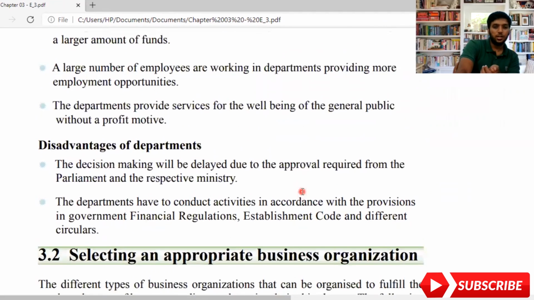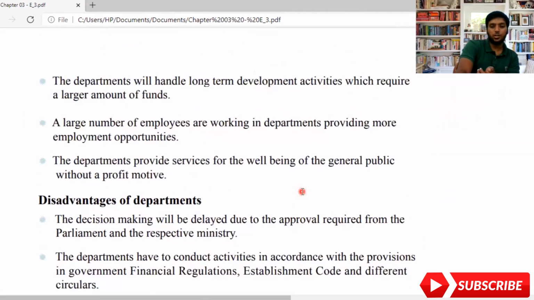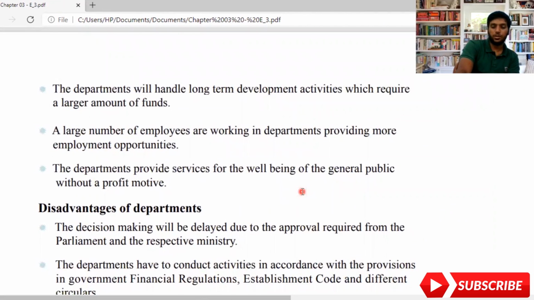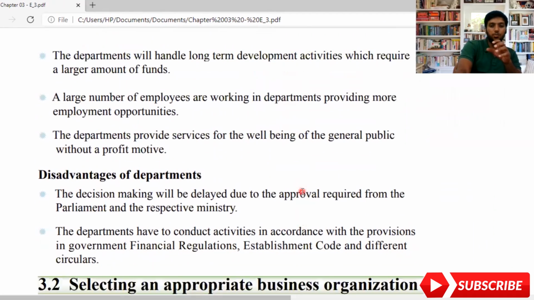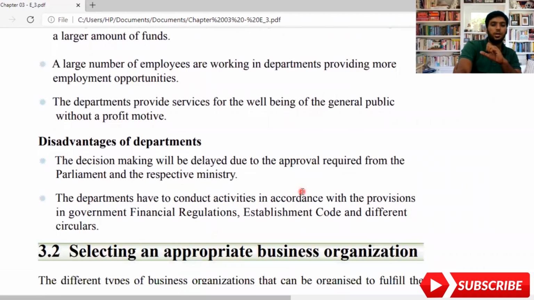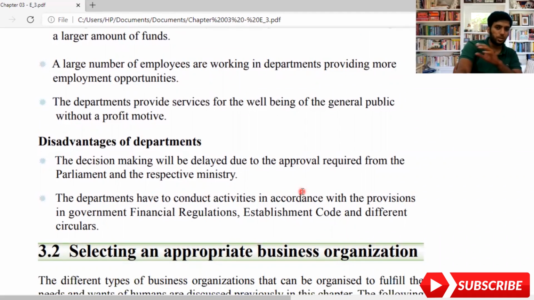What is the next point? The departments will handle long-term development activities which require large amounts of funds. So they are mainly worried about how much funds they need to allocate for the future. A large number of employees work in departments, providing more employment opportunities. So a lot of people get job opportunities in departments. Departments provide services for the well-being of the general public without a profit motive. So the main target is a non-profit motive.